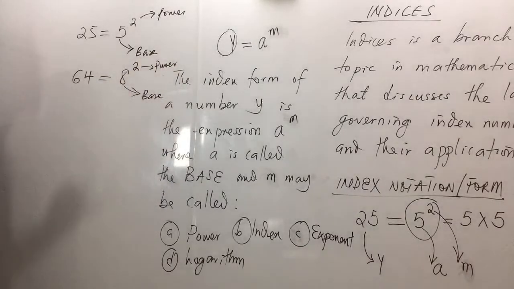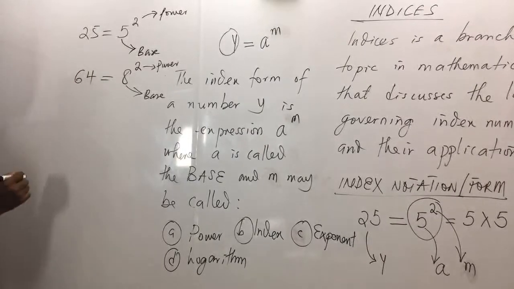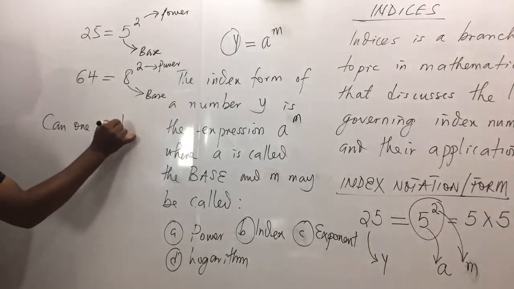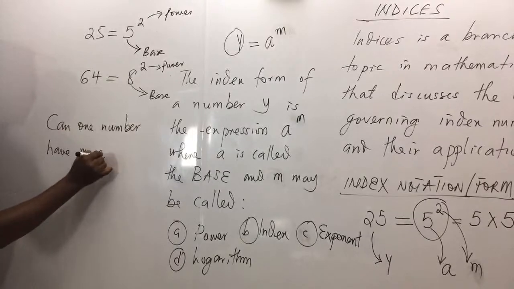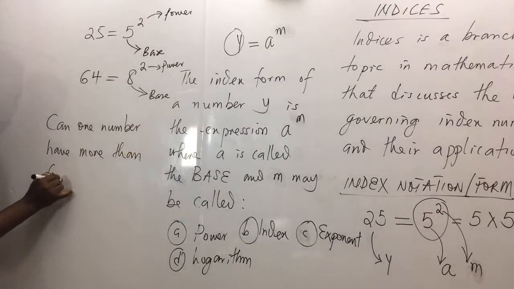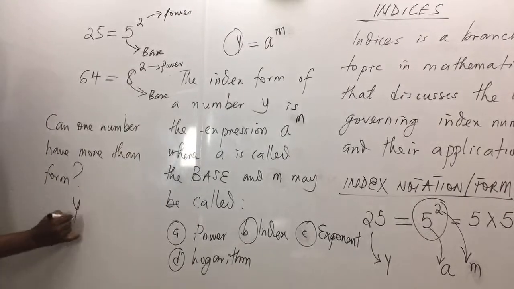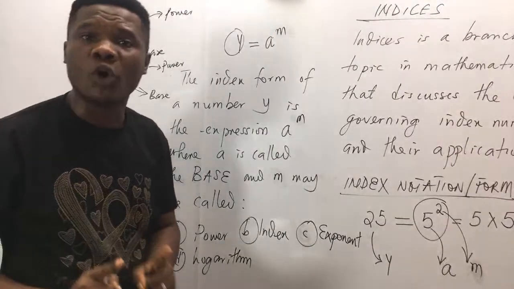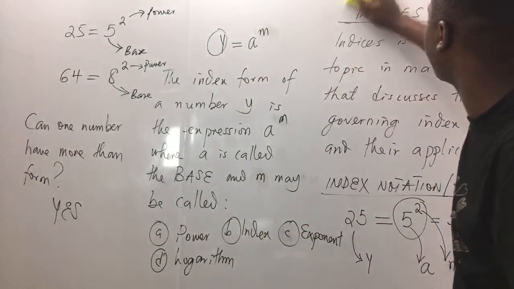Now, there is something I'm going to explain before we proceed. It answers this question: can a number have more than one index form? If you are asking this kind of question, the answer is a big yes. One number can have more than one index form. Now, let me show you.